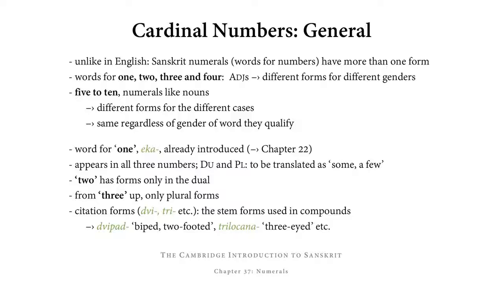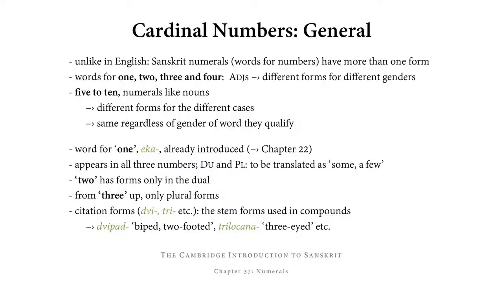We've already seen the word for one, which is eka. It was introduced in chapter 22. It appears in all three numbers, but in the dual and plural, we cannot translate it as one. We have to translate it as ones or some, a few. 2 has forms only in the dual. From 3 up, we have only plural forms.